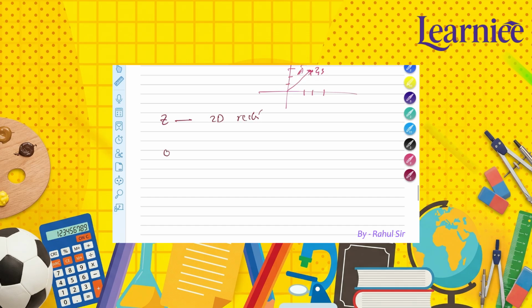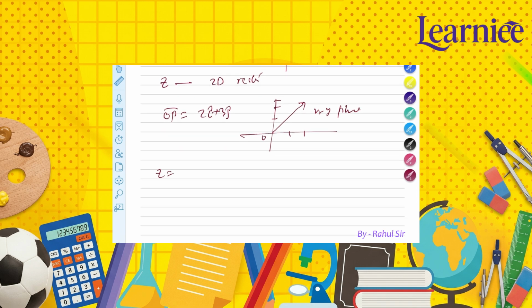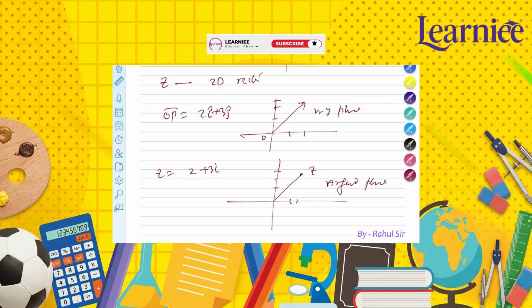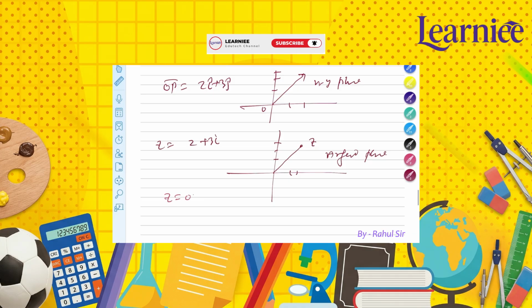Just like if I say vector OP is 2i plus 3j, we represent 1, 2, 1, 2, 3. So this is point P, and this is the vector OP, in the xy plane. Same with z equals 2 plus 3i. Here 2 and 3 give this point, which we write as z. And this is the Argand plane. In the Argand plane we plot the complex number the same way as we plotted the vector, and we can say z is equal to OP.